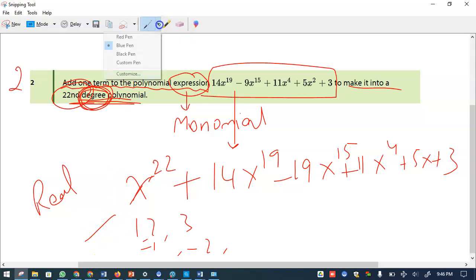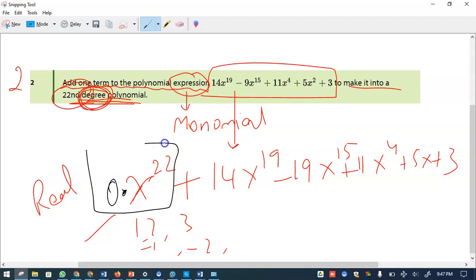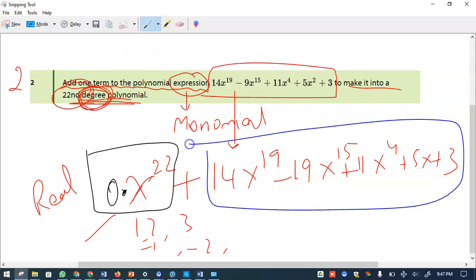If I write something here, I cannot put a 0. Because anything times 0, this whole thing will collapse and go away, and you are back to the one that you had in the beginning. We had the degree 19 there, the highest exponent was 19. So this has to be anything other than 0, a non-zero real number, the coefficient.